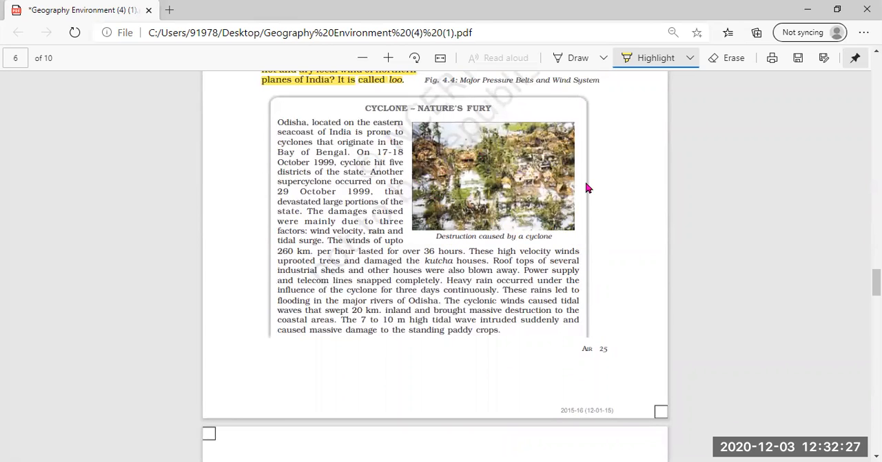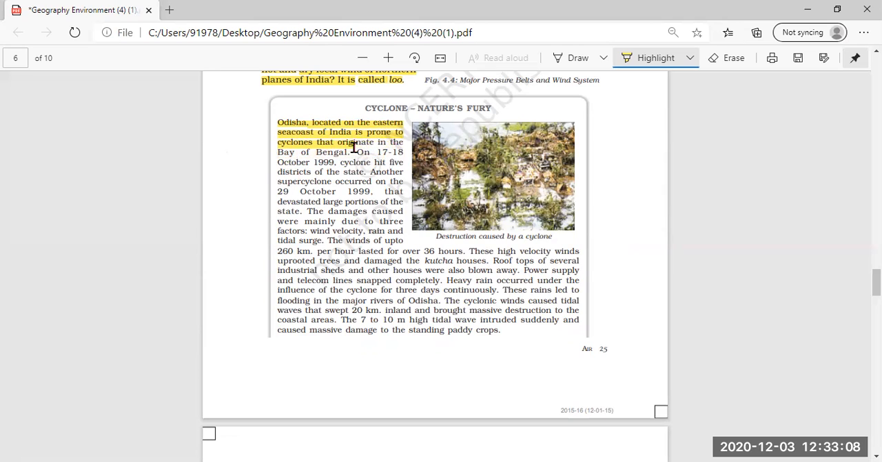Now the cyclone, nature's fury, in Odisha, located on the eastern sea coast. In the previous lesson, we read about the earthquake, a natural disaster. Now, this is the cyclone, which is also a natural disaster. At that time for the earthquake we read about the Bhuj area in Gujarat. Here the cyclone was in Odisha, located on the eastern sea coast of India, which is very much prone to cyclones.